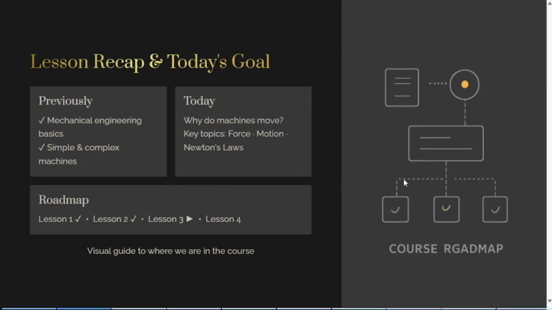Let's start with a quick review. In Lesson 1, we explored the basics of mechanical engineering. In Lesson 2, we learned about simple and complex machines and how engineers use them to solve problems. Now we're taking the next step. Today we'll study the forces that cause motion and the laws that explain how machines behave. By the end of this lesson, you'll understand some of the most important principles in all of engineering.